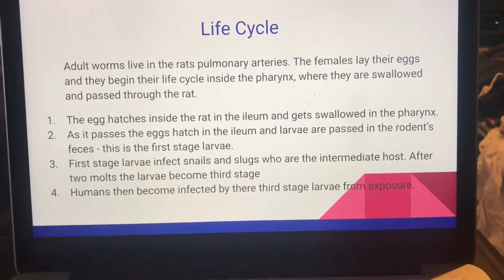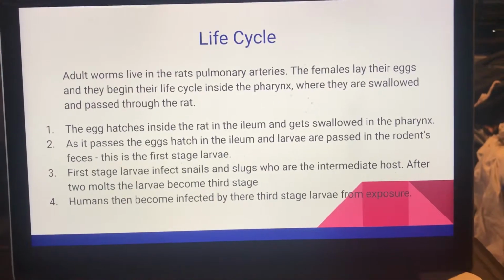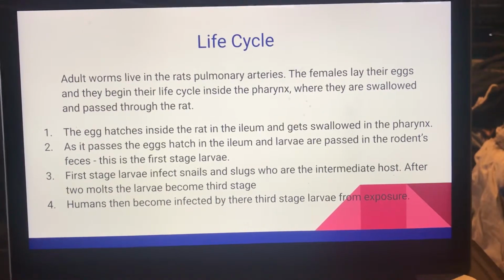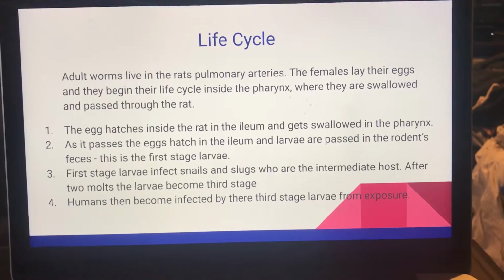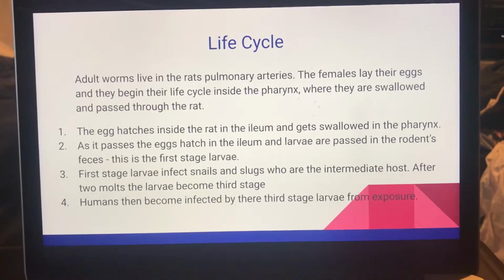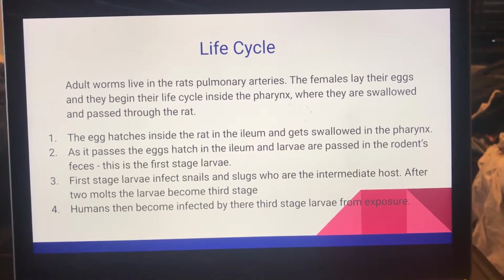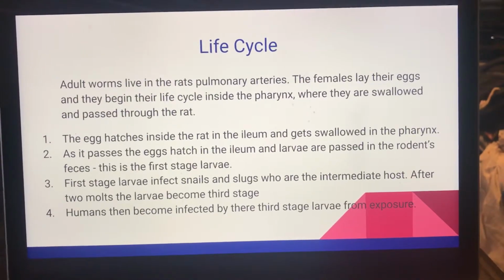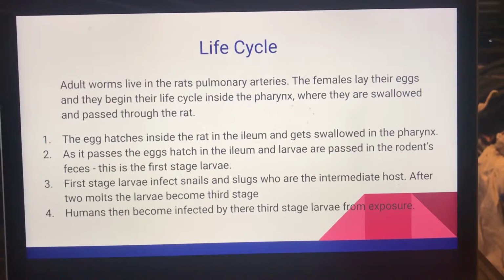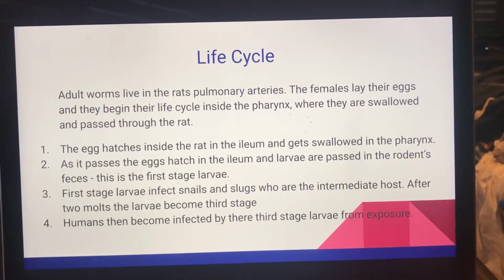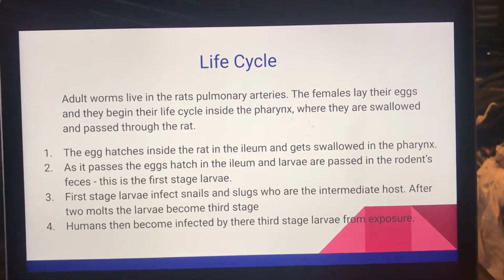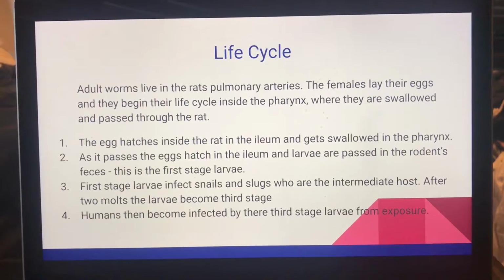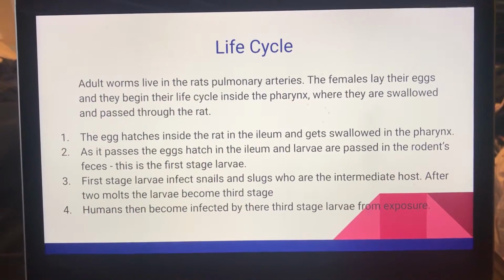So, their life cycle. The adult worms live in the rat's pulmonary arteries, and the females lay their eggs. The eggs hatch in the rat's ileum, and then the larvae make their way up into the pharynx, get re-swallowed by the rat, and that's how they get passed through the rodent's poop.